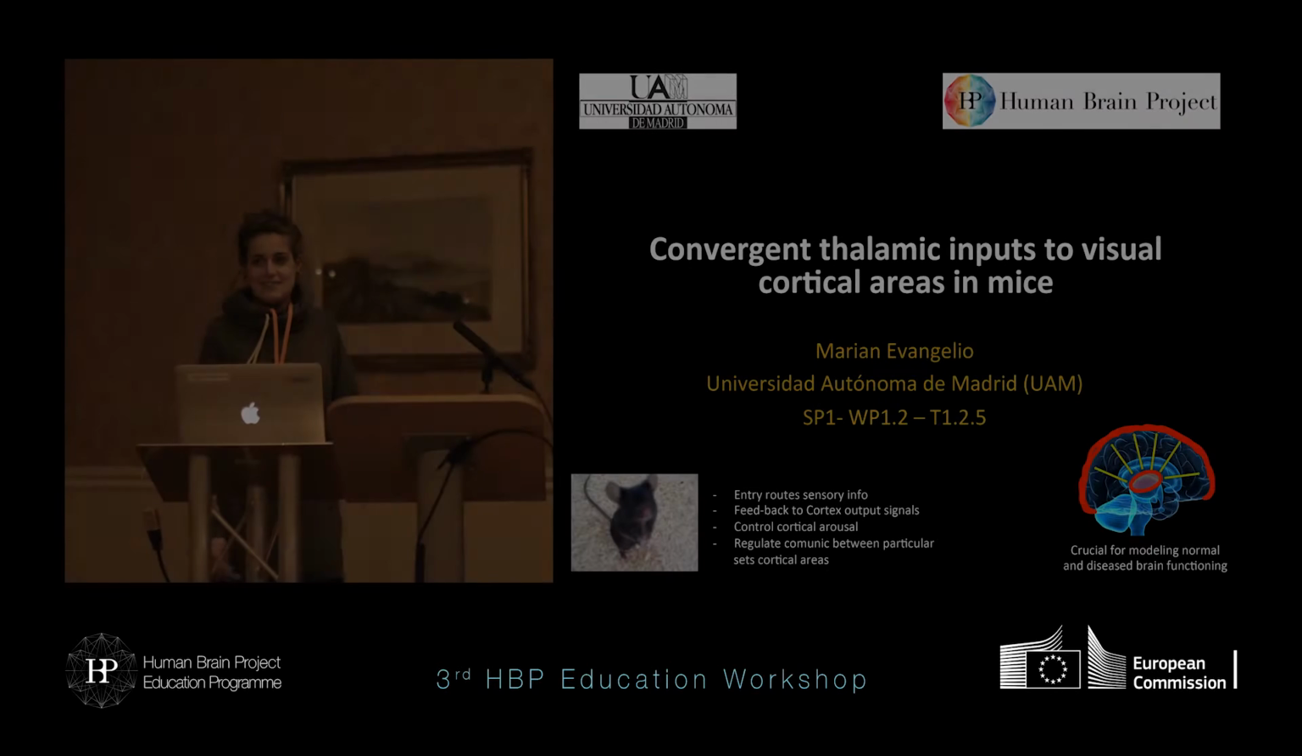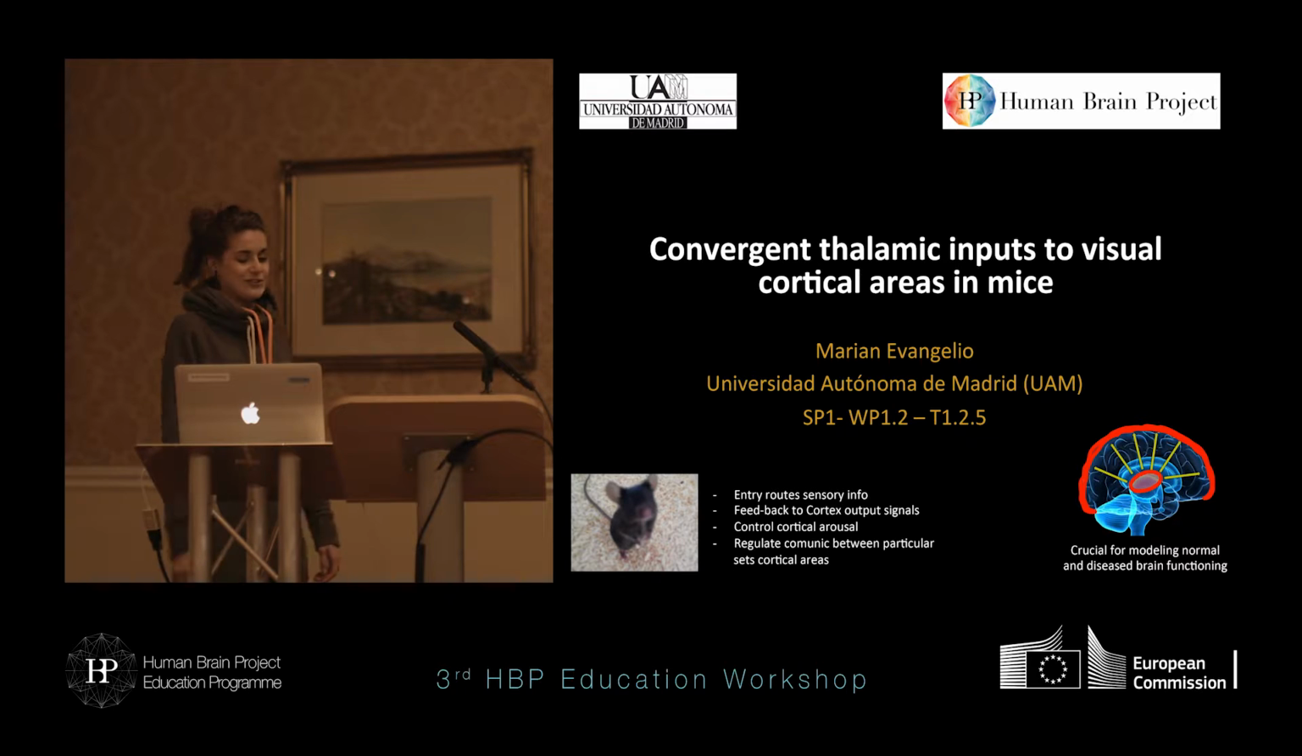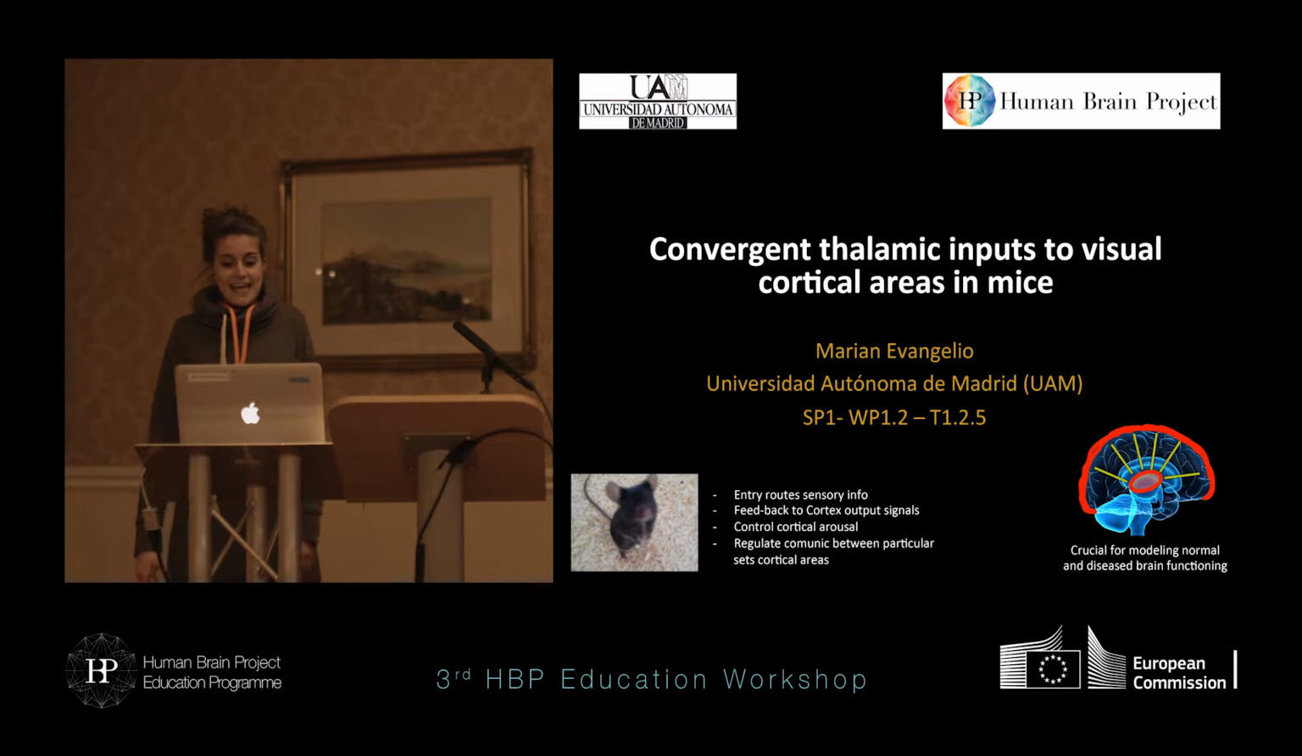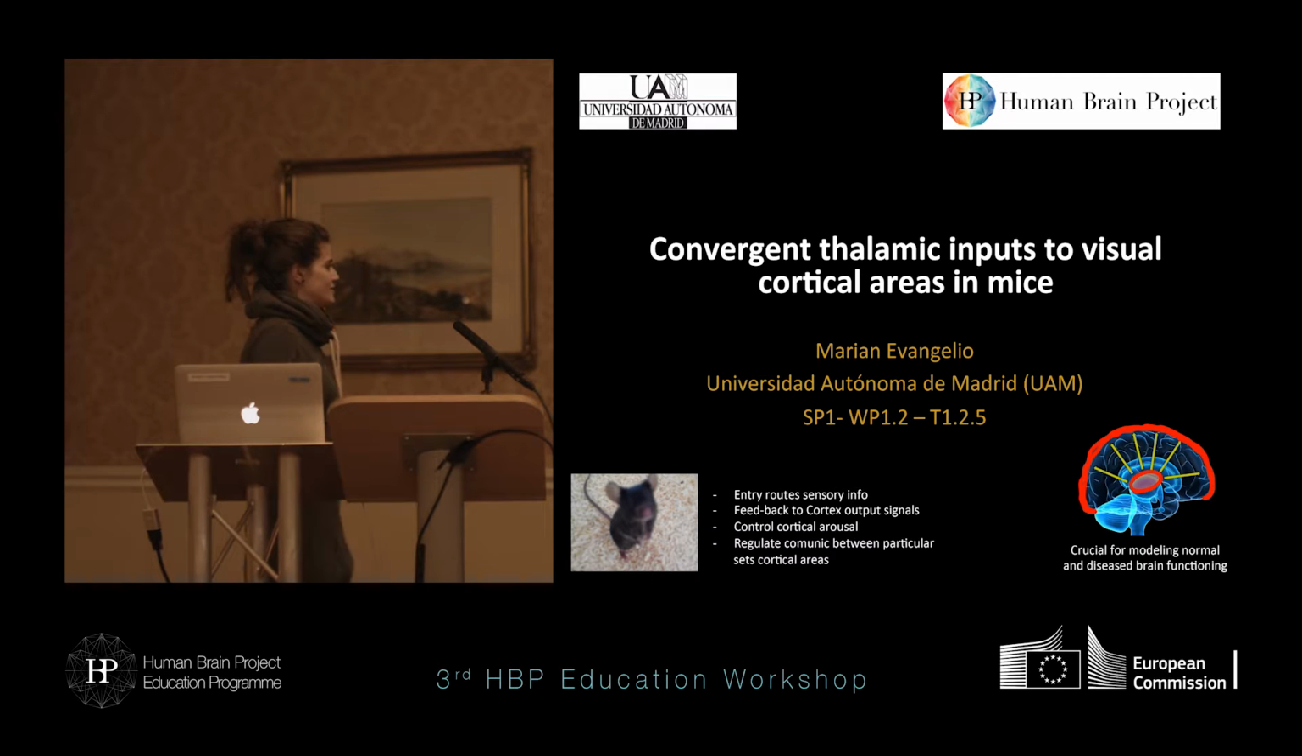Okay, so my name is Marian Evangelio, and I came from the Autonoma University of Madrid. Me with my group, we are part of the SP1, which means that we are mapping cortical and subcortical connections in the mouse brain. And more precisely, I'm working in the thalamus, in thalamocortical connections, and more precisely in the visual part of the thalamus, which is connecting to all the visual cortices, primary and secondary.